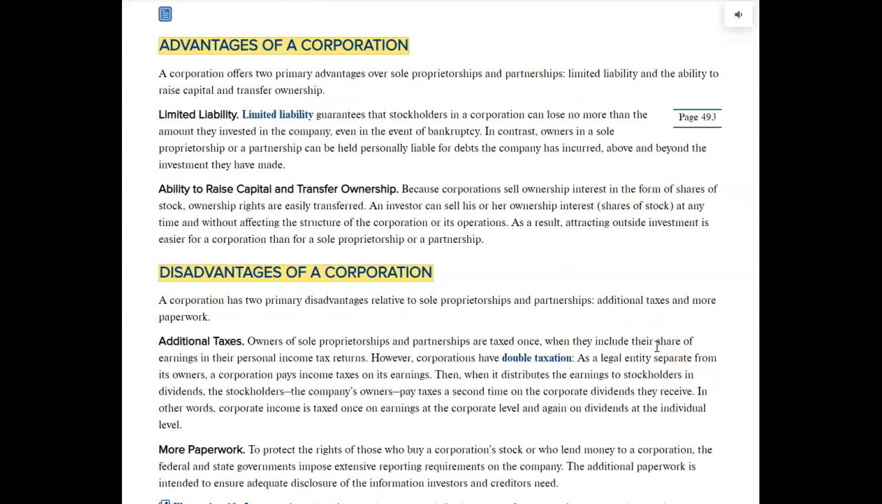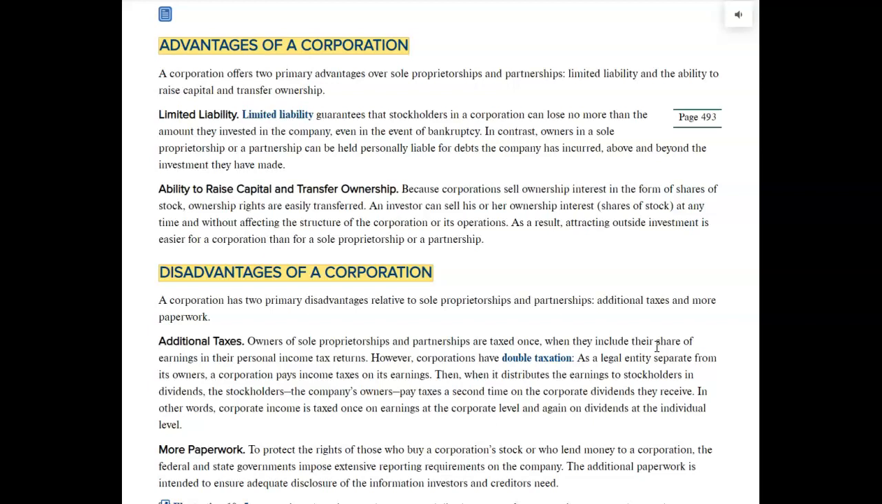Corporations, the advantages will be limited liability. That means that the owners are limited in their personal liability exposure. It doesn't mean the corporation cannot be sued. So the corporation as a business doesn't have limited liability, but the owners do. Also, there is an easier ability to raise capital and transfer ownership. Want to sell your corporation? Just sell the shares of stock.